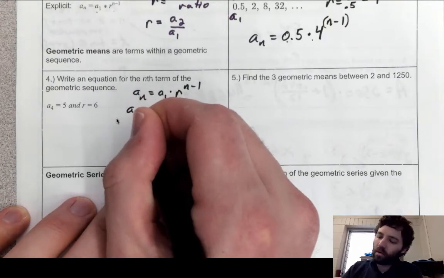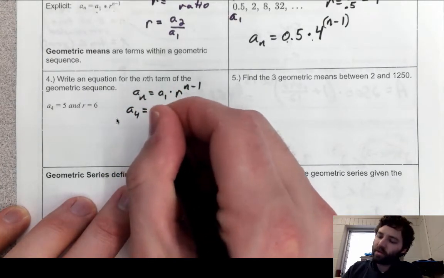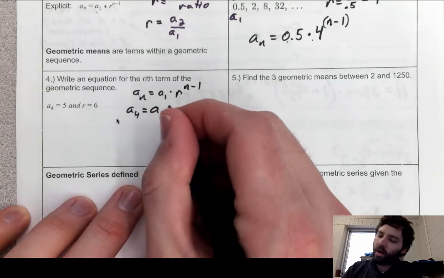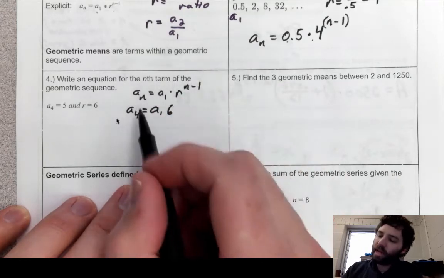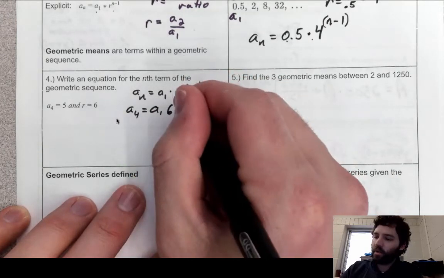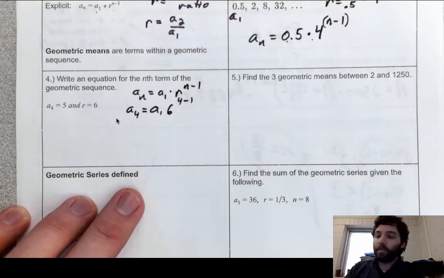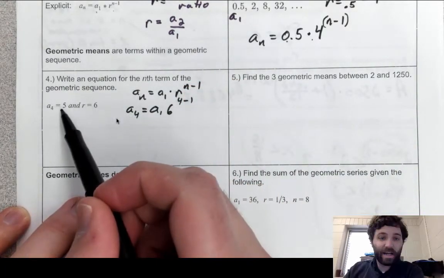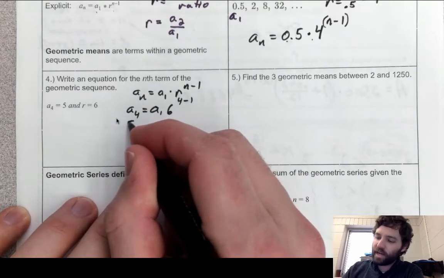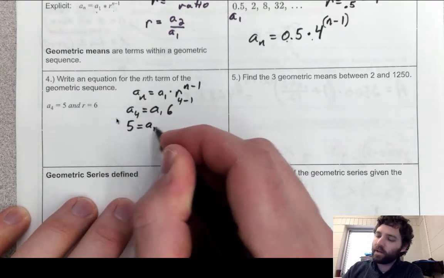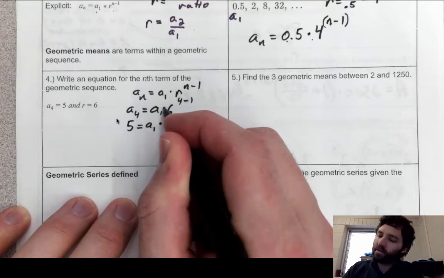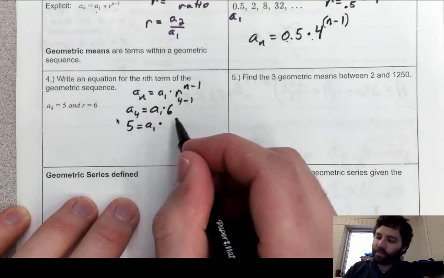I'm going to write this. A sub 4 is equal to a sub 1, which I don't know. I've got to figure that out. R, though, is 6. And if I'm using the fourth term, then I know that n is 4, so 4 minus 1. Not only that, I know what a sub 4 is. It's 5. So I can write this: 5 is equal to a sub 1 times 6 cubed.